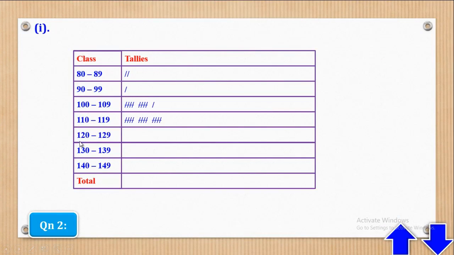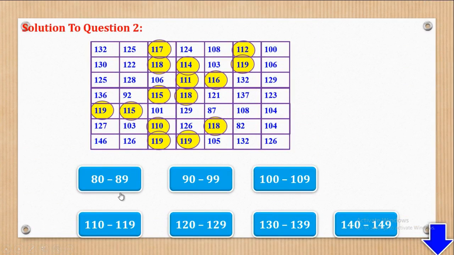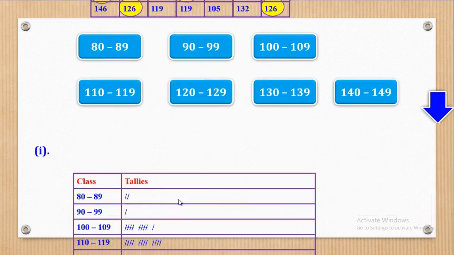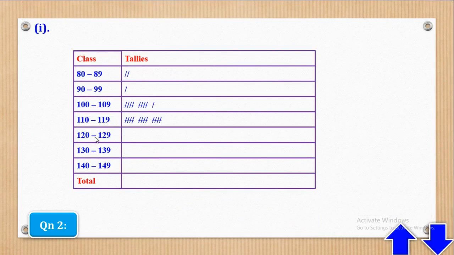The next will be values from 120 to 129. So I'll come here, remove this and put this. So I realize they are 1, 2, 3, 4, 5, 6, 7, 8, 9, 10, 11, 12, 13. So I'll come here and put tallies corresponding to 13.